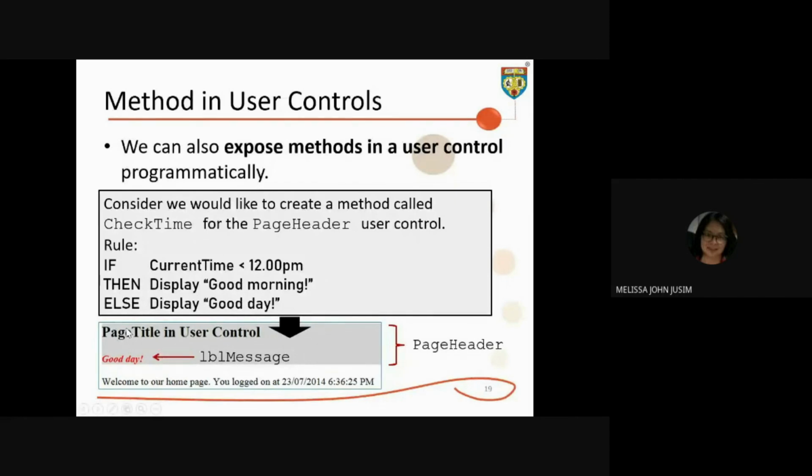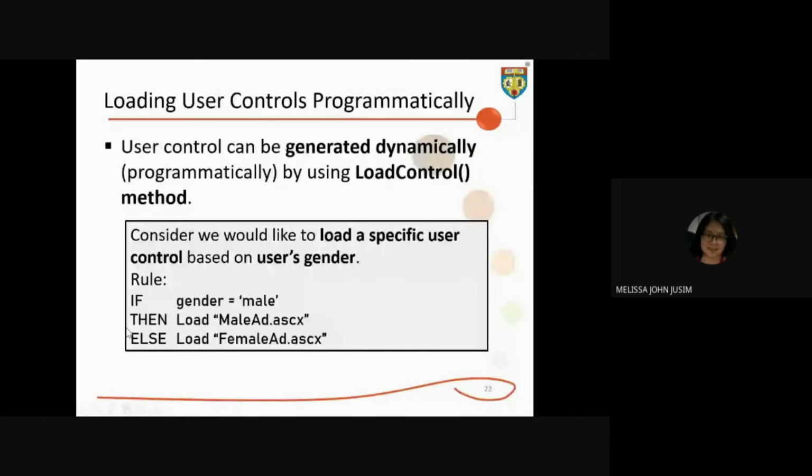Okay, let's see what's next. This is to load the user control programmatically. It means we can generate our user control dynamically using a method called load control. This is the example that I mentioned earlier, the advertisement. Say we want to load a specific user control based on the user's gender.